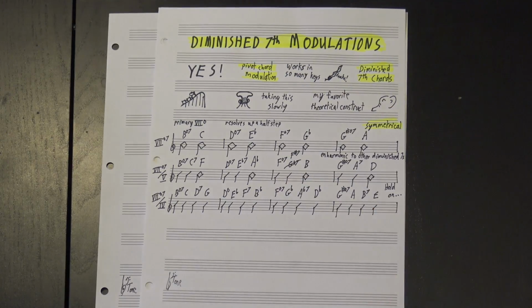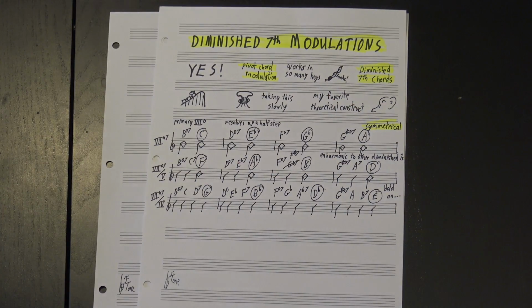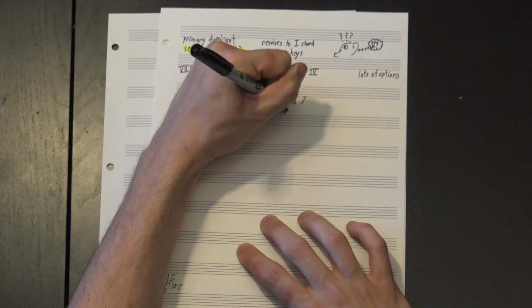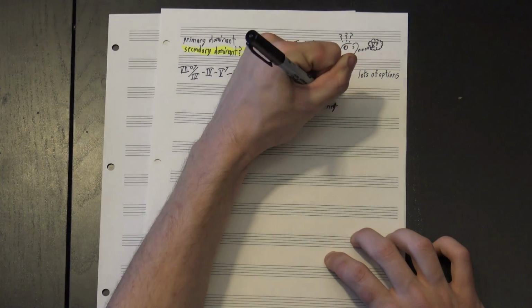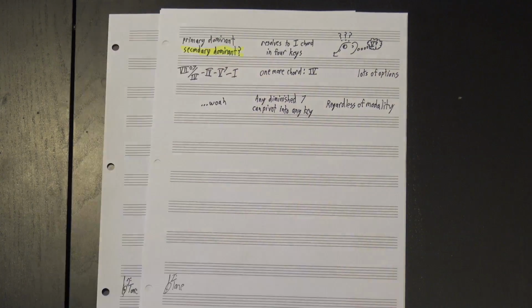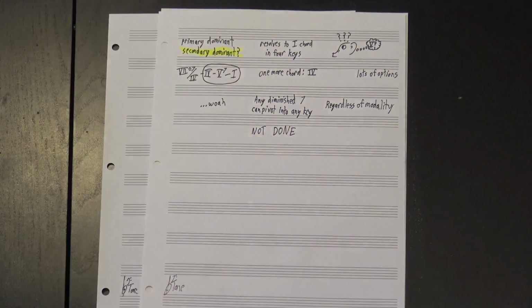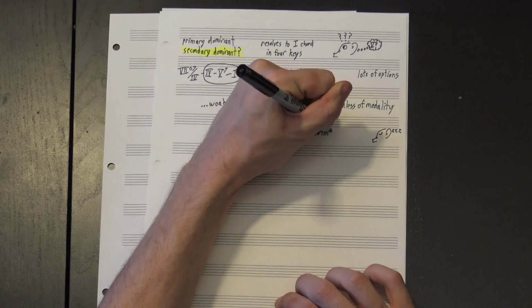And hold on, that's all 12 keys. Any diminished 7th chord can effectively pivot into any key regardless of modality. That's insane, but we're still not done. Because let's be honest, 4-5-1 takes forever. Wouldn't it be great if we could shorten it?